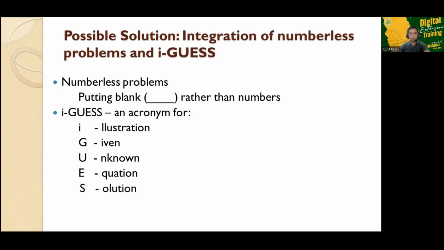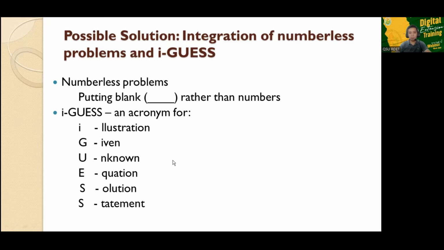E stands for equation. So given the principle, given the unknown, which equation then is to be used for us to be able to solve the problem? So we let our students write the equation, the working equation, for them to solve the problem. And S stands for solution. So given the relevant information as presented in the given and the unknown, and the corresponding equation, we now substitute or plug in the values.